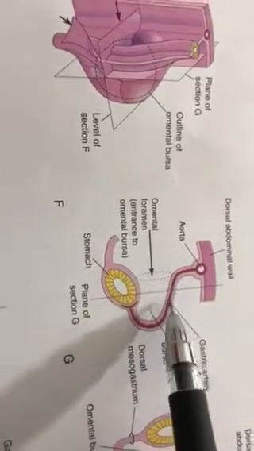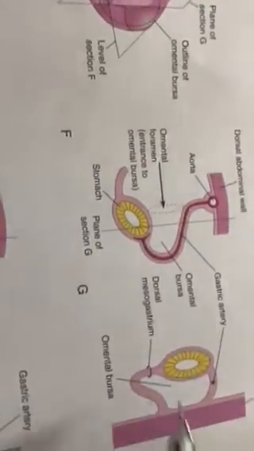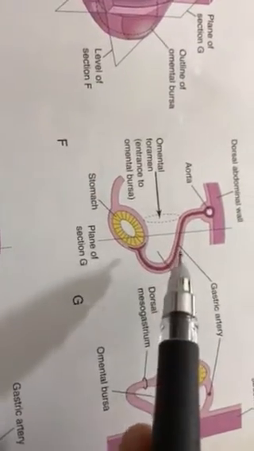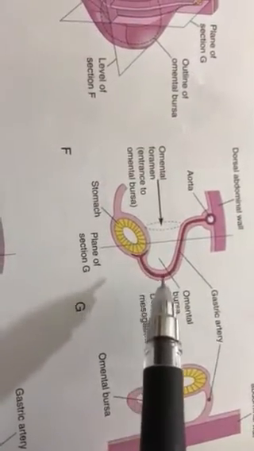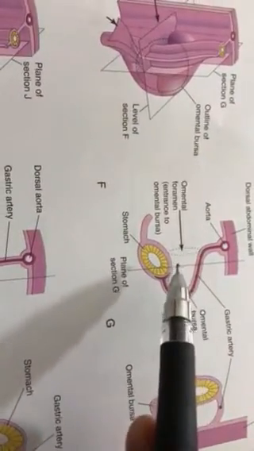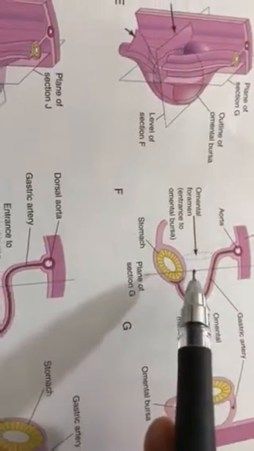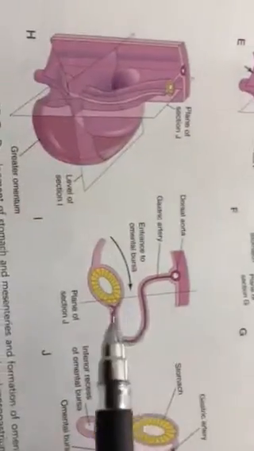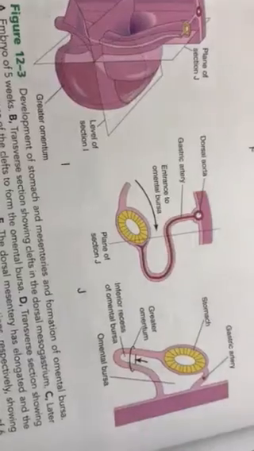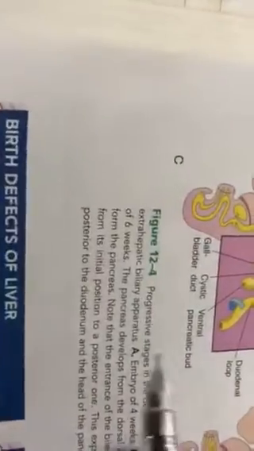The next thing we'll see is how the stomach is getting rotated. Look at this. Because the stomach is rotating along this axis, the mesentery is getting folded. So this is called the lesser omentum, and the space behind this is called the lesser sac or omental bursa. This is how it is being formed. Then I will go to the duodenum, and how the duodenum is getting rotated.